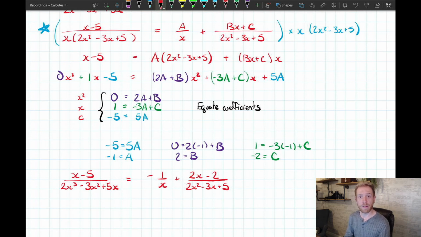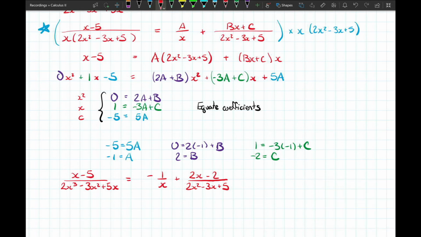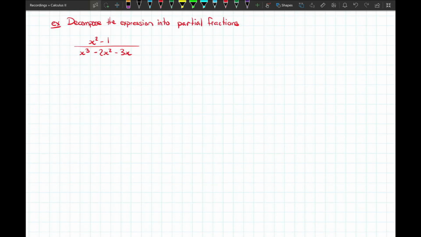Now there is another method that is often used as well. It's a little bit more convenient in the case where we have lots of linear factors. So let me quickly show you how you can use that as an optional strategy. In this example, I have the numerator x squared minus 1 and the denominator, which again is a cubic, which can easily be factored by taking out a common factor of x. However, this time, that quadratic can continue to be factored.